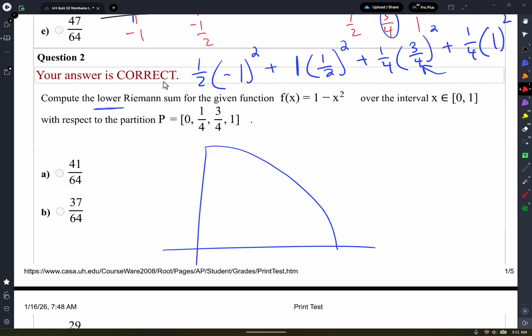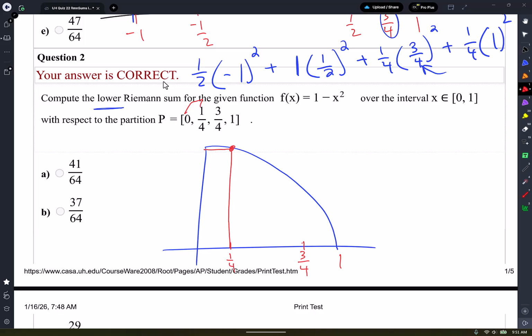Here's my partition. 0 to 1/4. I'm going to say that's 1. So I'm going to say 1/4 is right here. And then it says 3/4. I'm going to say 3/4 is right here. It wants lower. On the partition between 0 and 1, where do I have the lowest point? At what x value do I have the lowest point? At 1/4.